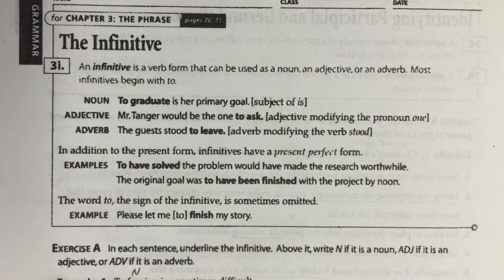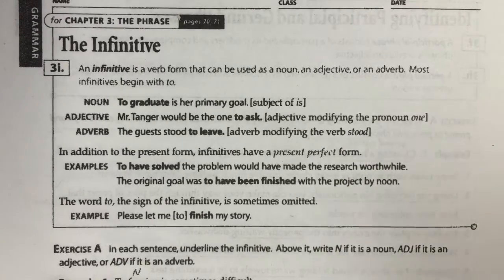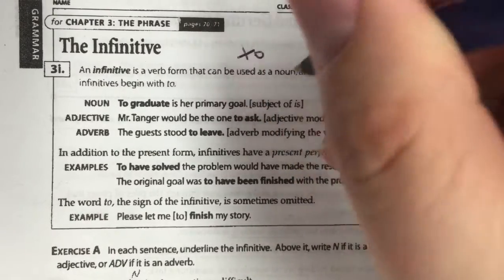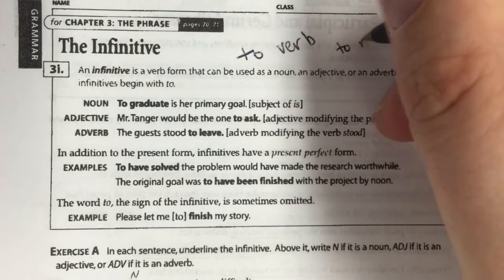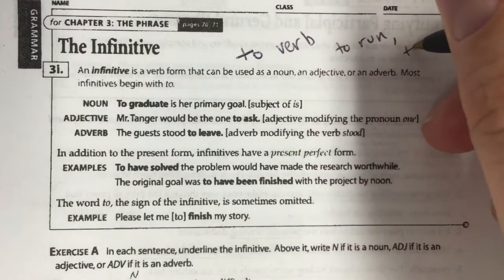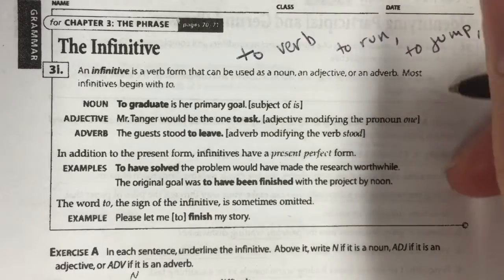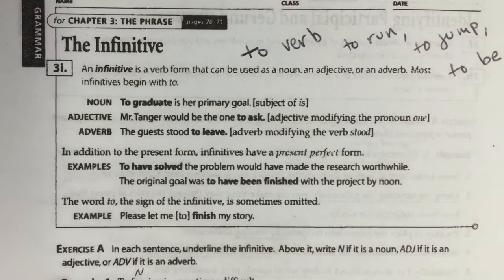Okay, so this is a worksheet about the infinitive. The infinitive is really easy to recognize. What you're looking for is "to" followed by a verb. So this would be like to run, to jump, even to be, which is a linking verb there.